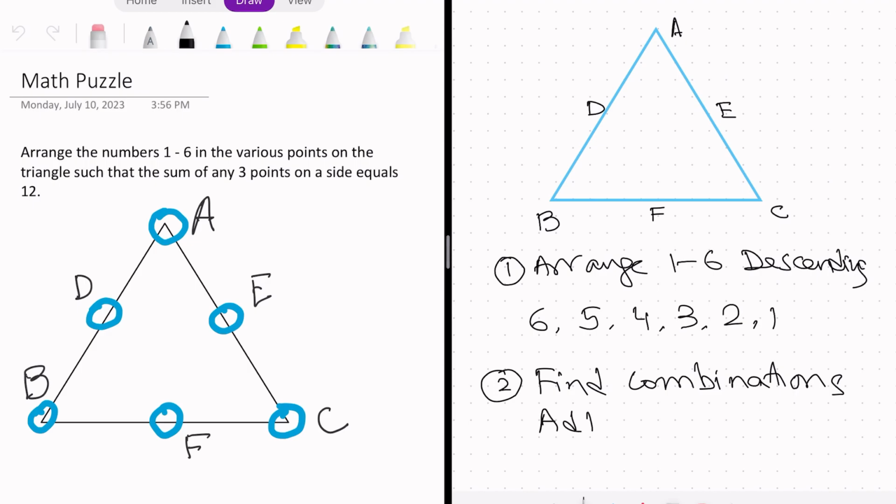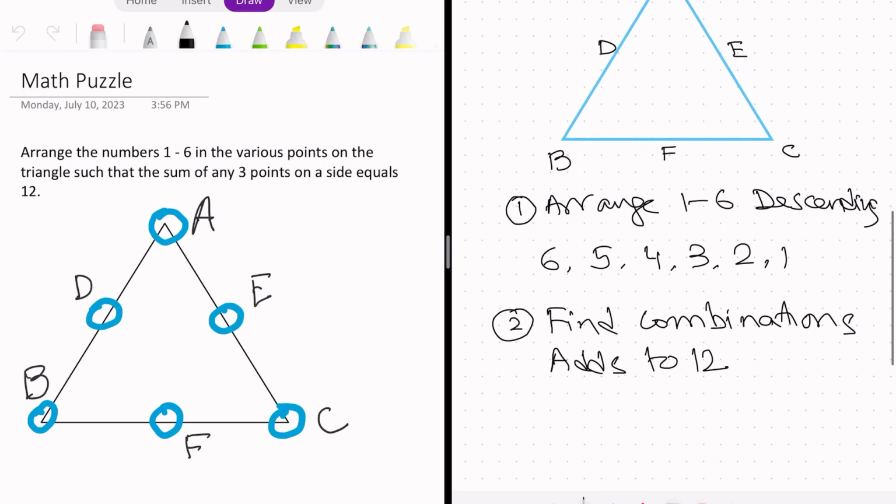And we will start with the first one, the highest one, which is 6. 6 and 5 is 11. 11 and 1 is 12. So we have one combination, which is 6, 5, and 1. Then we have 6. Let's choose the next number after 5, which is 4. 6 and 4 is 10. And then we have 2, adds up to 12.